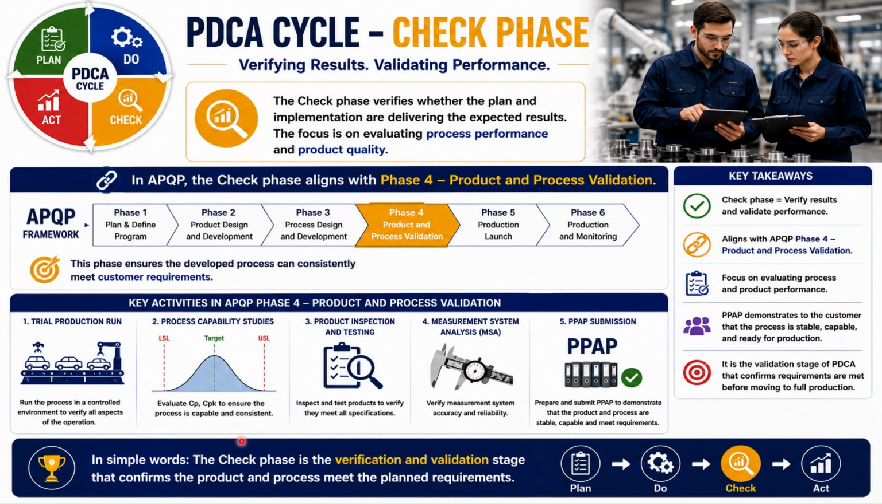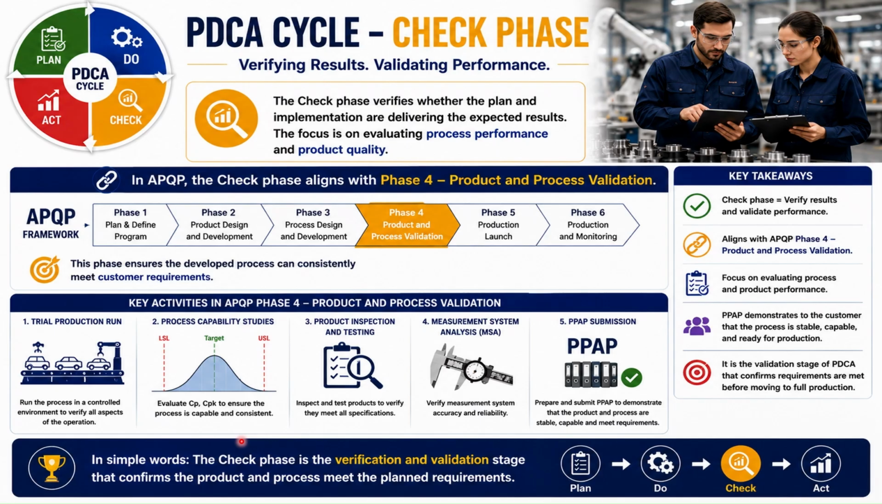Now let's see how the check phase of the PDCA cycle connects with APQP, Advanced Product Quality Planning. The check phase is all about verifying whether the planned activities and implemented processes are delivering the expected results. During this stage, engineers evaluate both process performance and product quality to confirm that the manufacturing process is meeting its planned objectives.